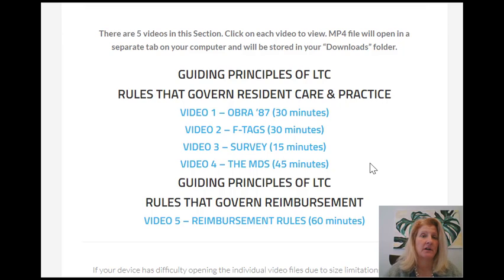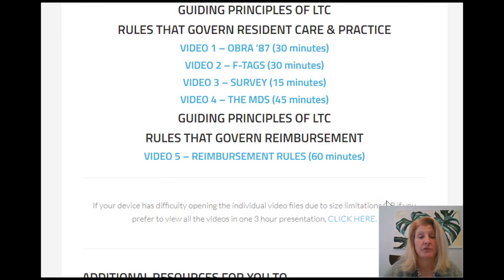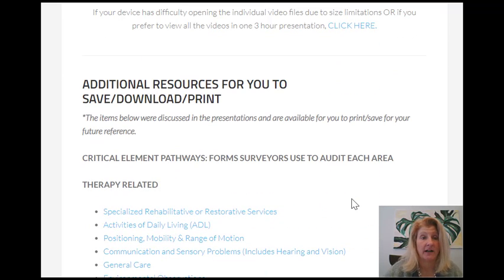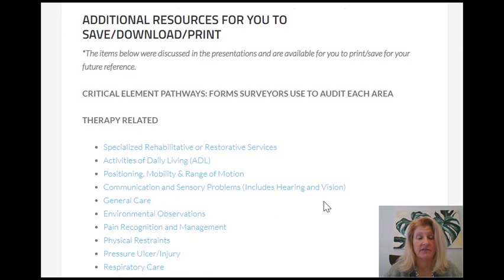And then we're going to look at reimbursement. We're going to look at how reimbursement works in the long-term care setting and all the rules that are associated with that. So you'll go through a series of videos, get all that information, and then you can actually come to the download resource section where you're going to get tons of information.